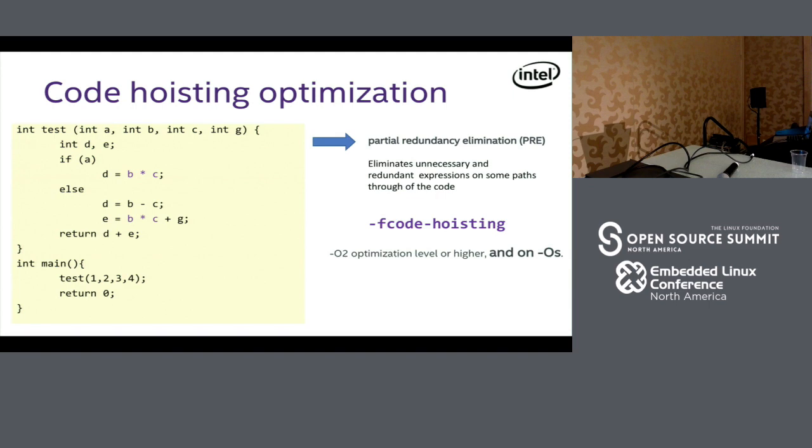And I'm going to pass 1, 2, 3, 4, not because it's important for the code, but because it was very easy for me to put it there when I was coding yesterday. Well, GCC hosting, it's on minus O2 optimization level.